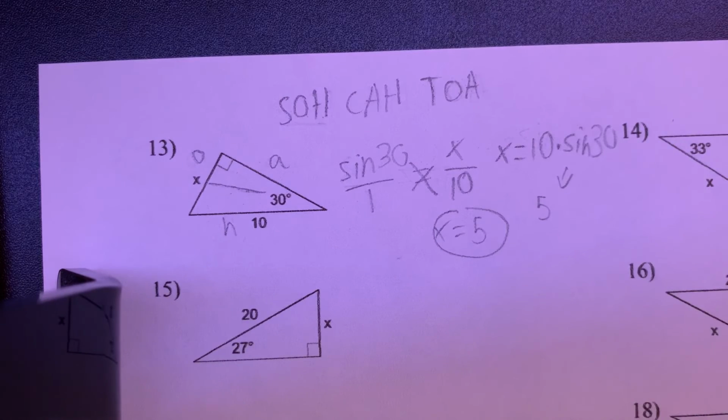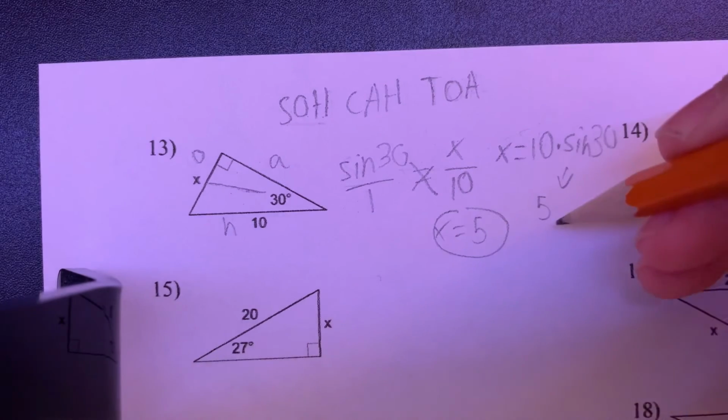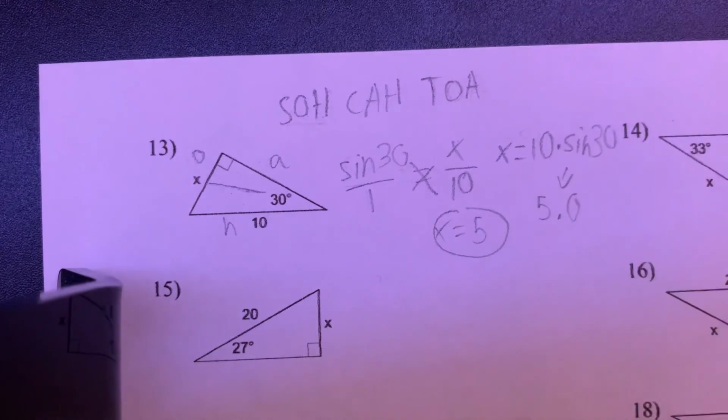Oh, and one thing I almost forgot is our exact form is 5, and we don't need to write a decimal approximate form because we have a whole number. I mean, I guess we could put 5.0 if the decimal mattered that much, but since we came out with an exact number, we're okay.